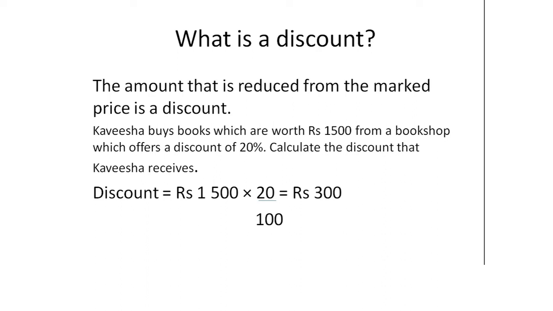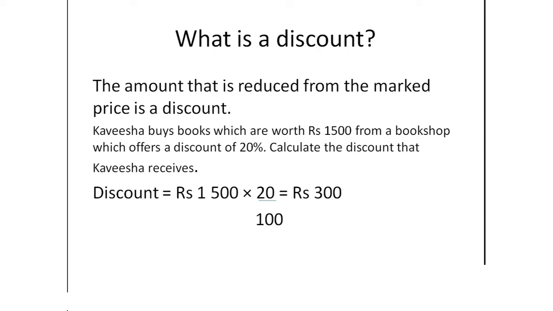What is the discount? The amount that is reduced from the mark price is a discount. You know what the mark price is. What is the mark price? Normally it is displayed on the book, the mark price. This means that when the book is purchased, 20% will be reduced from the price mentioned on the book. The amount that is reduced is called a discount.